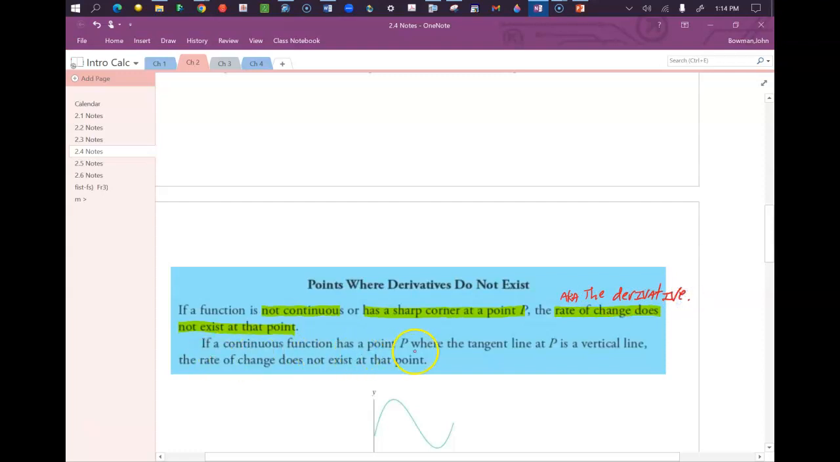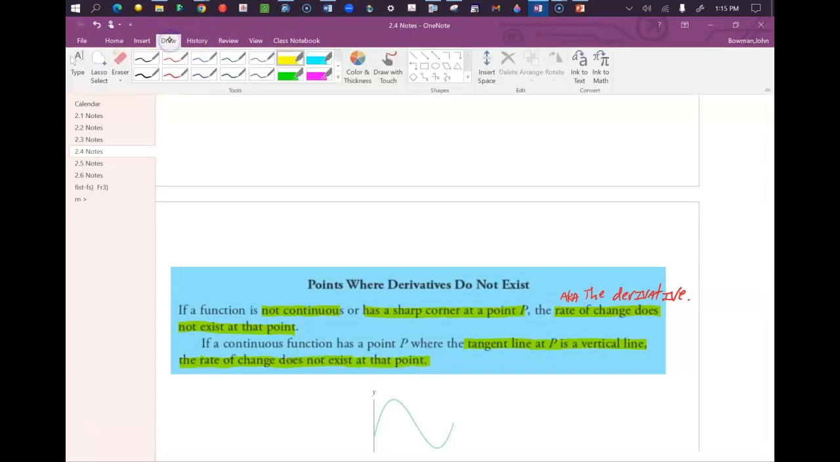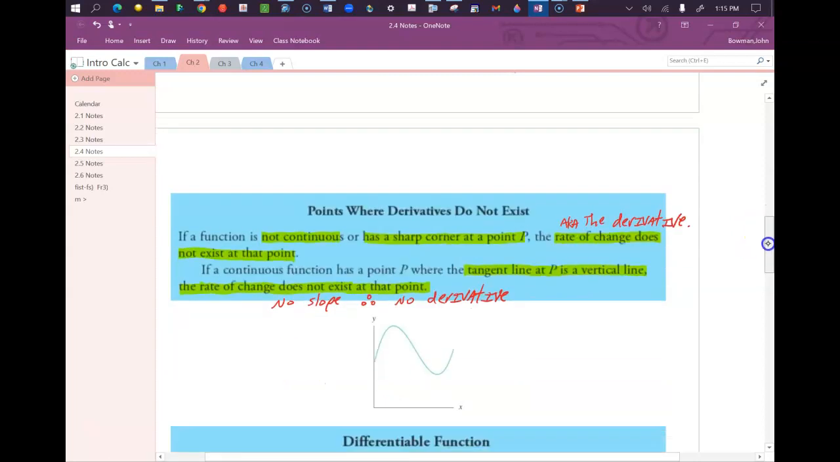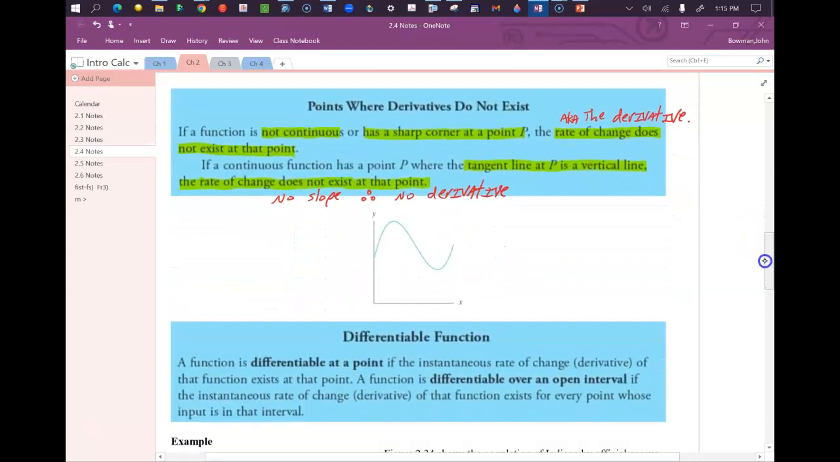If a continuous function has a point where the tangent line at P is vertical, the rate of change does not exist at that point. So again, there's no slope. Therefore, which is what those three dots mean, no derivative. And that's summarizing the examples we just talked about.